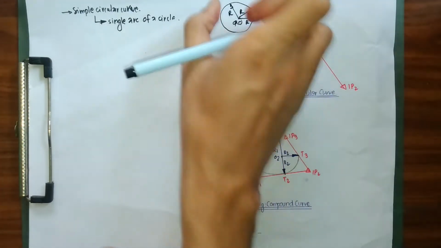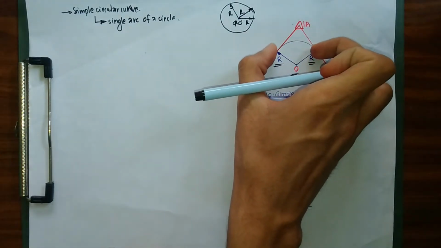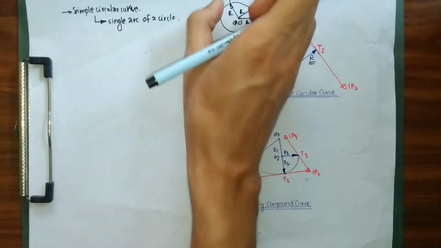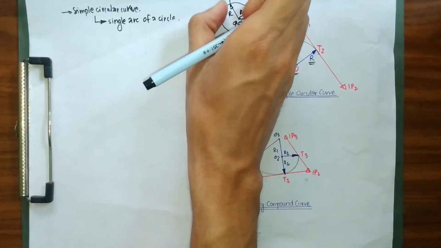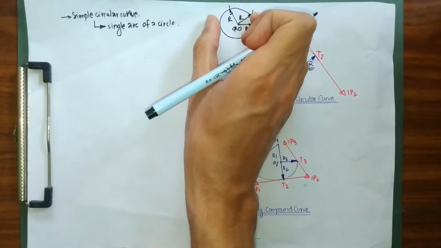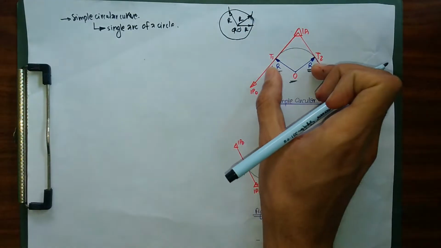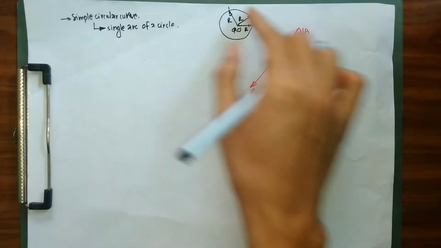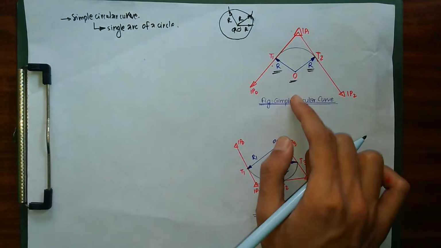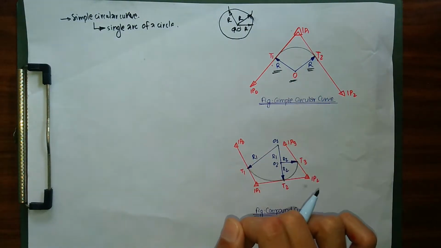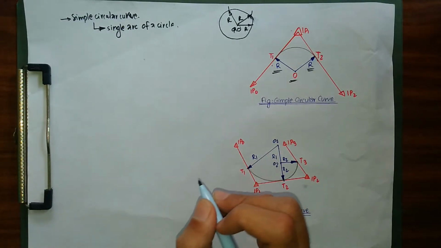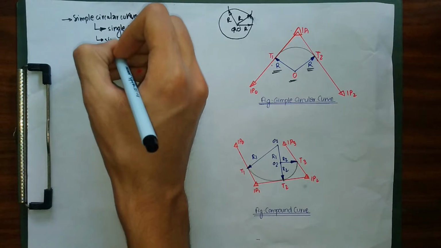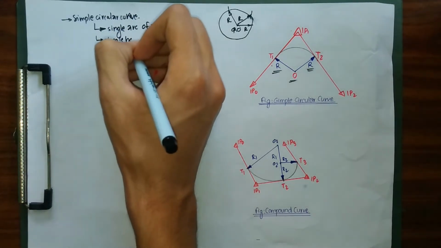As you can see here, right now we are just taking this section. This particular section is just a certain section of our circle of radius R. This is a single arc of a circle. Let's say we have taken this certain part of our circle and kept it over here. So this curve is nothing more than a simple part of a circle of radius R, and having center O. It can also be called a simple horizontal curve.